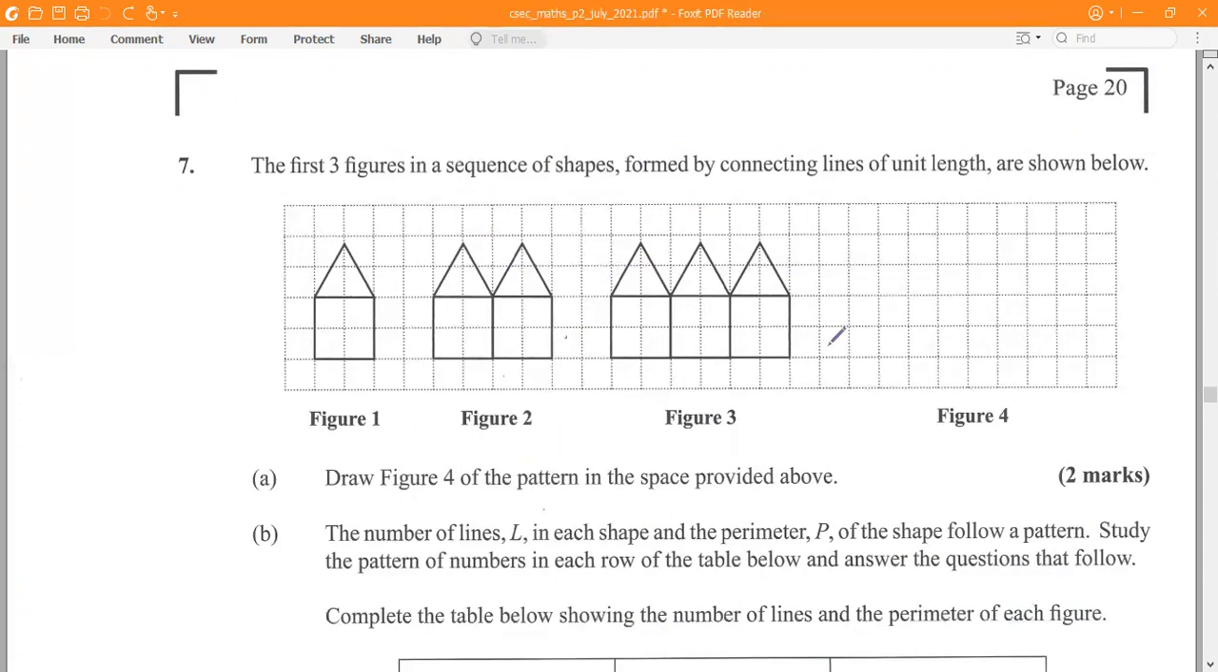So this is our pattern. Something is repeating over and over. As we could see, we had one little house here, then 2 little houses, then 3 little houses. So 1, 2, 3, and the next number is 4. So we want to draw 4 little houses with our rulers, of course. We just want to draw them here. So 4 little houses.